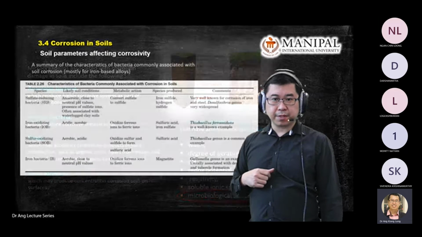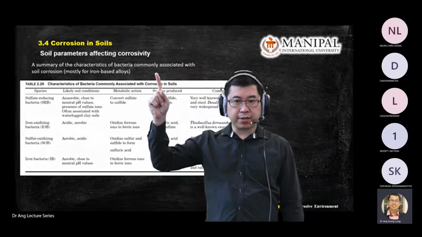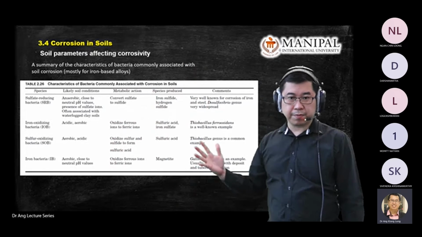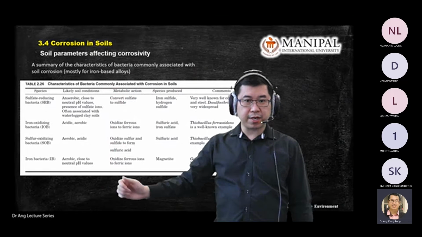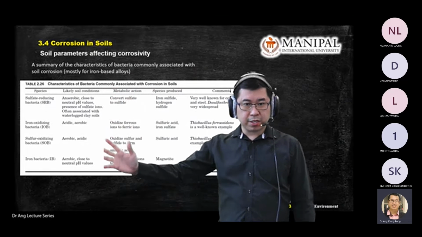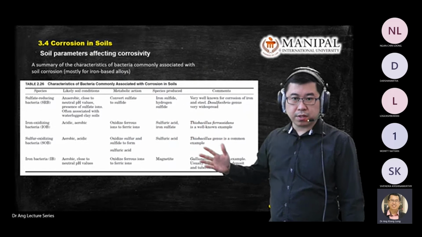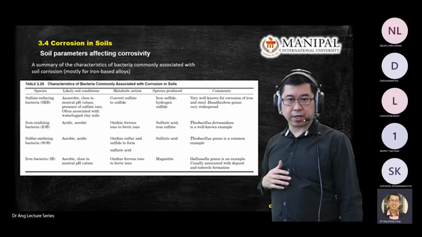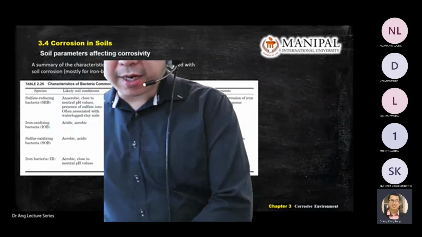These are the table of summary of the bacteria that associate with soil corrosion. You can read this table. On the far left is the species of bacteria, and then what they can do to the corrosion. You can have a read over here. With this, we conclude chapter 3. Let me end the recording.